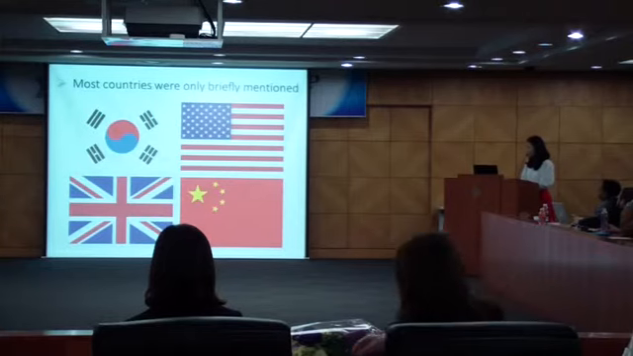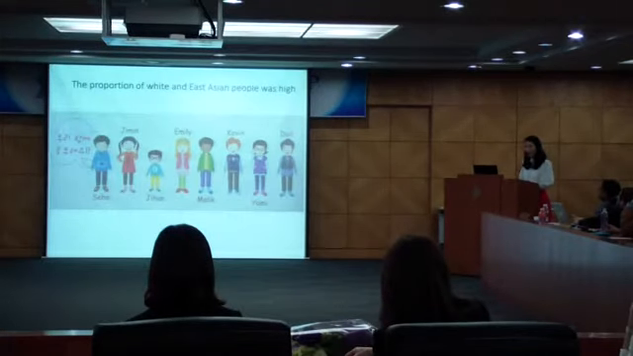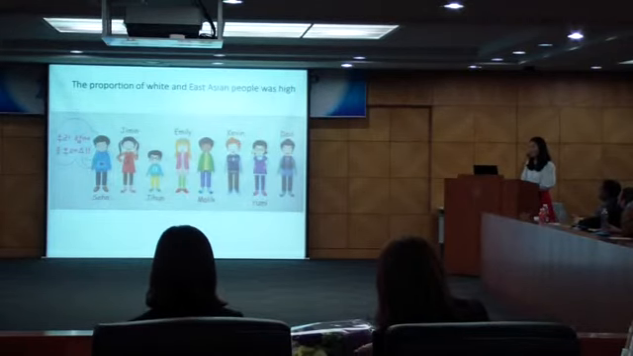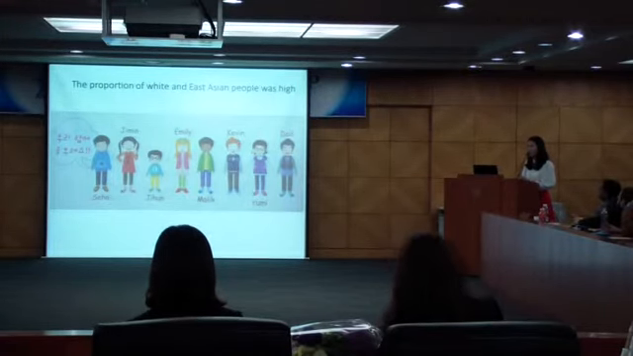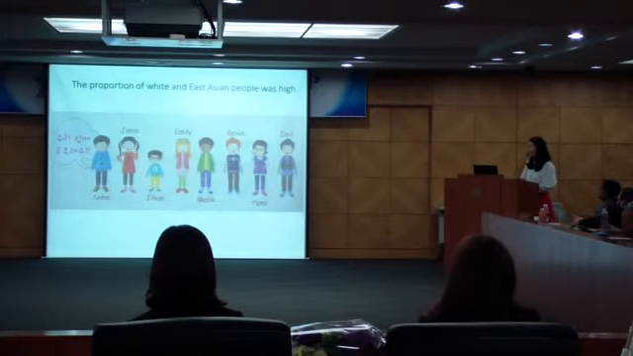Third, in terms of the frequency of certain races, the proportion of white and East Asian people within the stories was really high. As you can see here, most of them are white and East Asian students, except for Malik. He's from India. Actually, these are main characters from one English textbook. So even though Malik is one of the main characters in this textbook, he showed up only a few times.